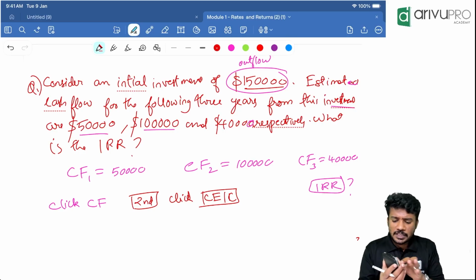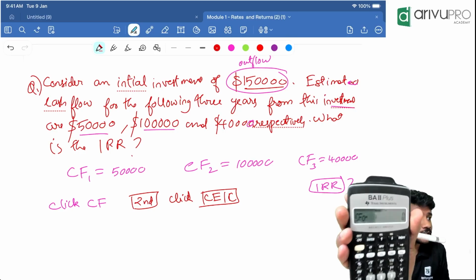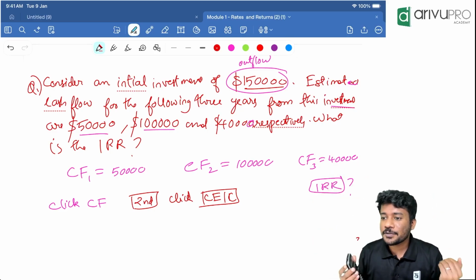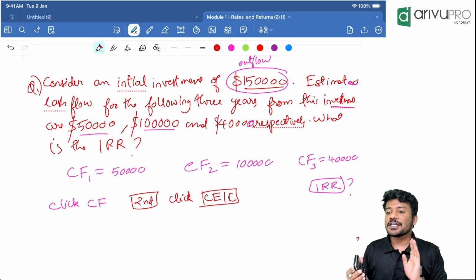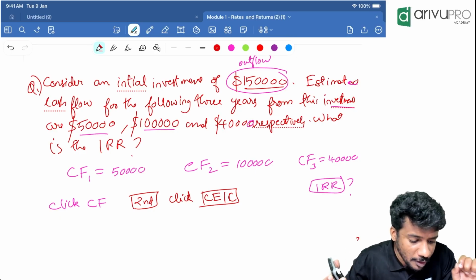Now, you see something called as CF0. On your calculator, CF0 is there now. Okay, what do you think that CF0 will be? That CF0 is nothing but our initial investment, whatever we are putting. So how much are we putting down? We are putting there how much?